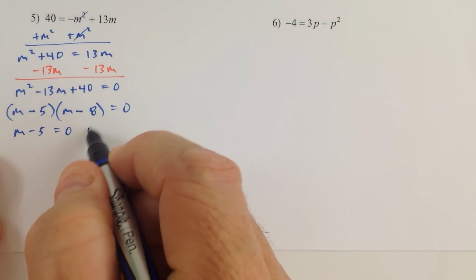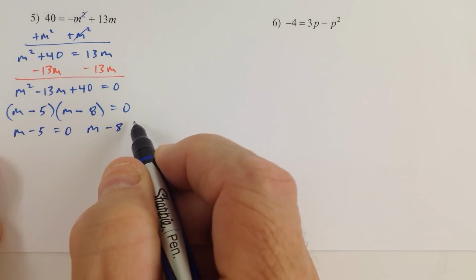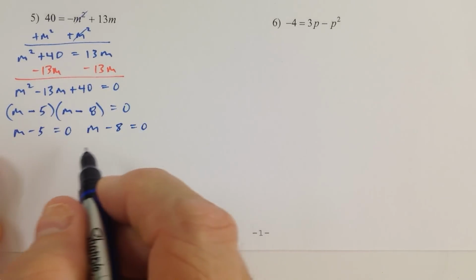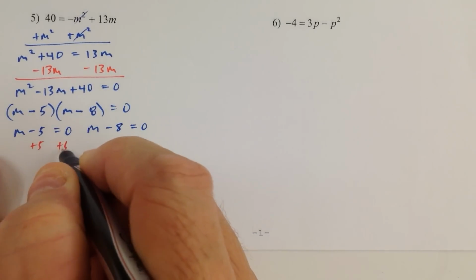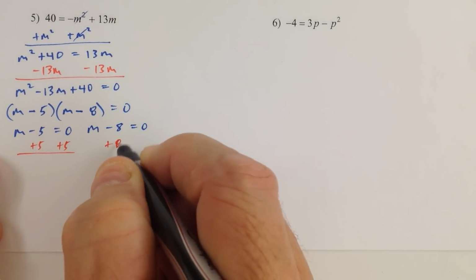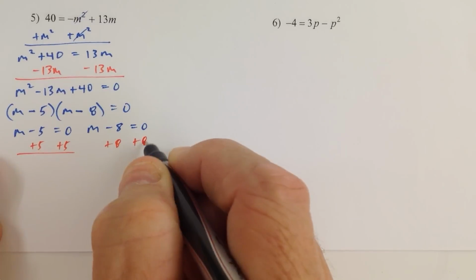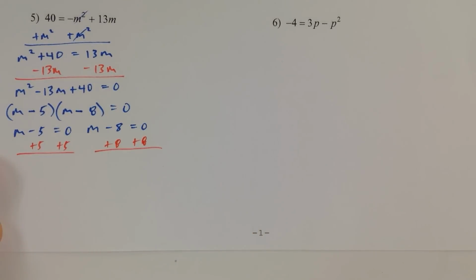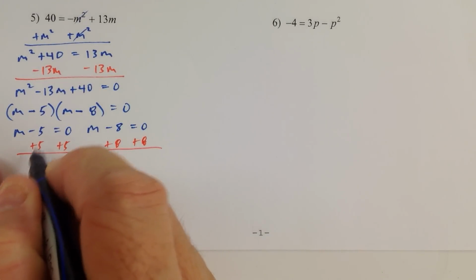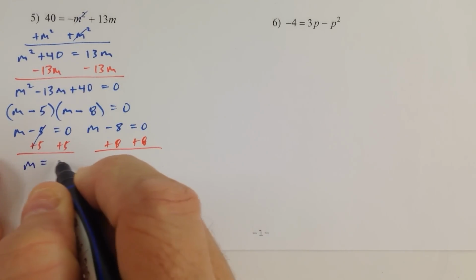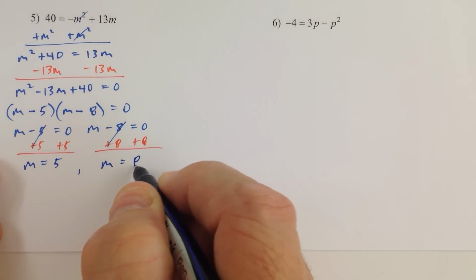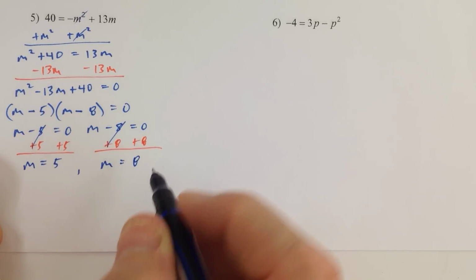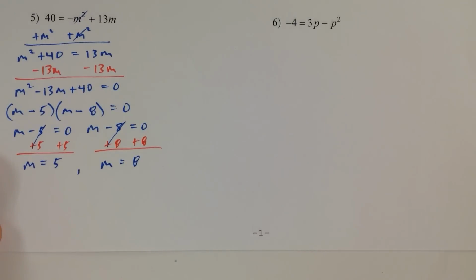Then again, we're going to set each factor equal to 0. We have m minus 5 equals 0, m minus 8 equals 0. Adding 5 to both sides here to get the variable by itself. Adding 8 to both sides here to get the variable by itself. I'm getting lazy, not putting my red pen down in between each one. So we get m equals 5, and we get m equals 8. So the -8 and the +8 cancel. We get m equals 5, m equals 8.